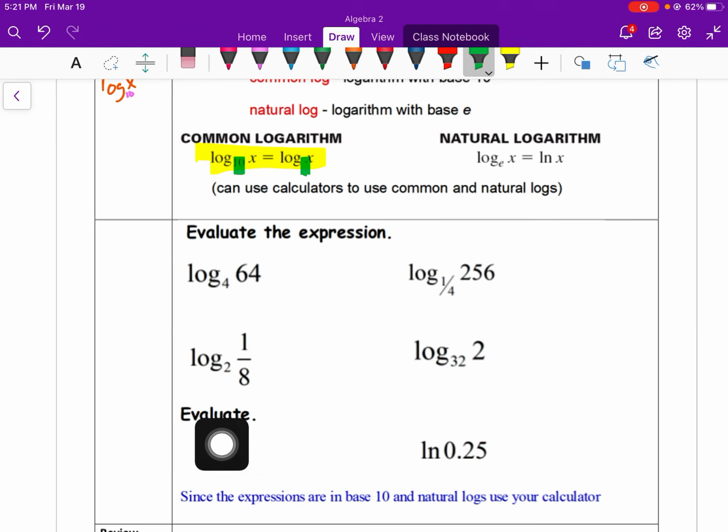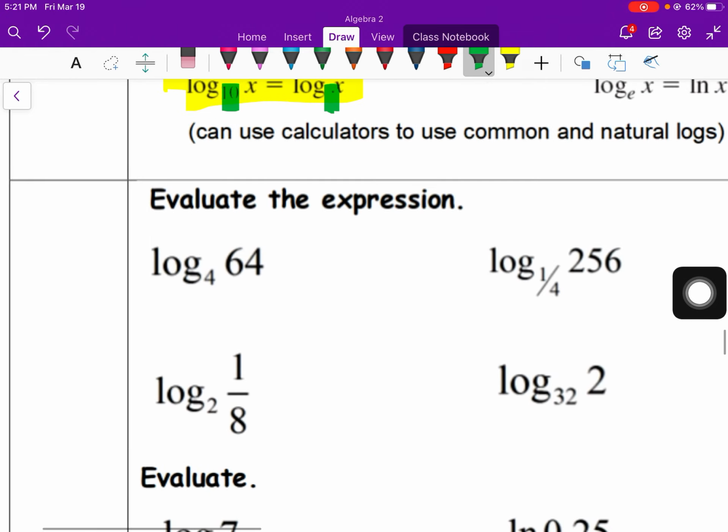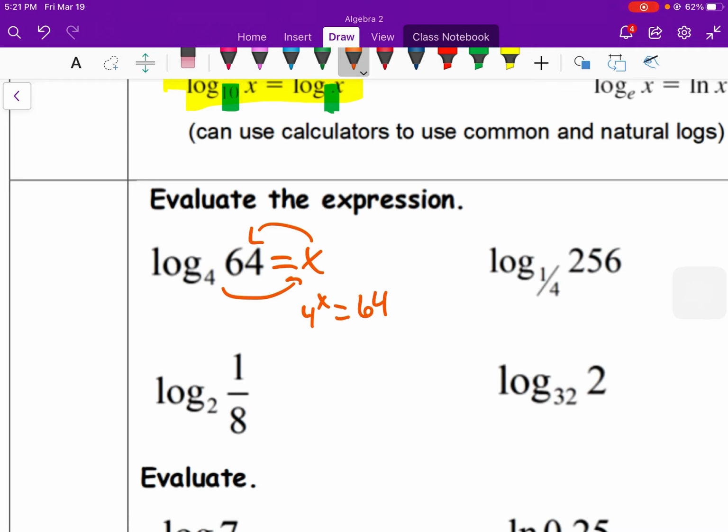Look, right down here. Evaluate. First, let's evaluate these expressions without using a calculator. We're trying to find out what x is. So we're going to do 4 to the power of x equals 64. I feel like we've done this one, but 4 to what power is 64? No, we didn't, it was 256. In this case, 4 to the power of 2 is 16, and 16 times 4 is 64.